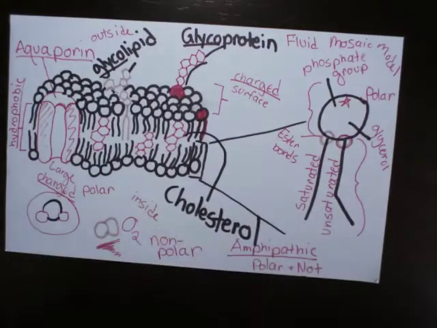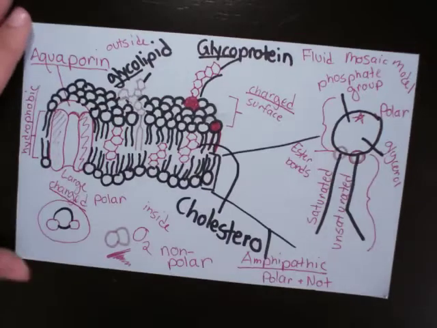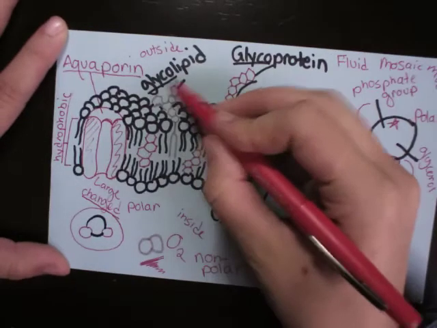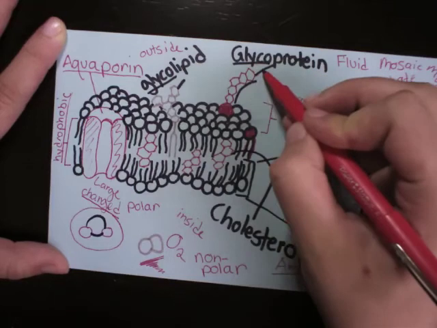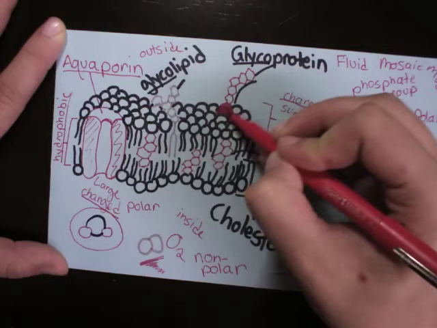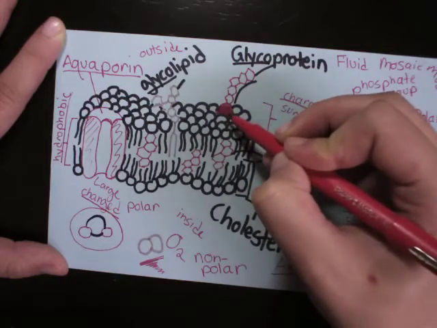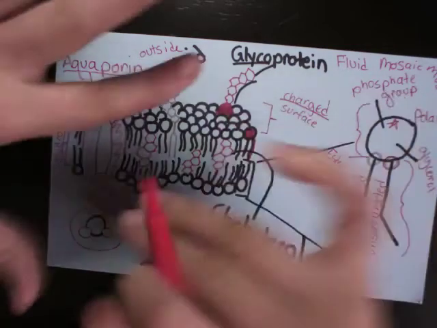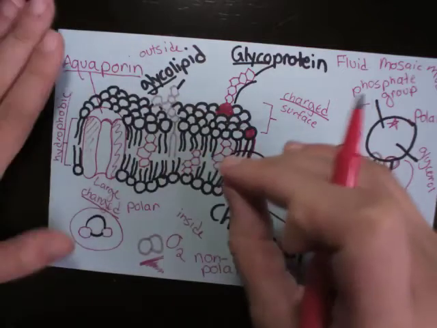Now there's some weird stuff hanging out in this membrane. Let's talk about it. Here are glycolipids and glycoproteins. These are embedded in the membrane, but don't think of them as fixed, because remember, this membrane is fluid. So this is like a snapshot. If we had a video, everything would be floating all around in this, constantly moving.